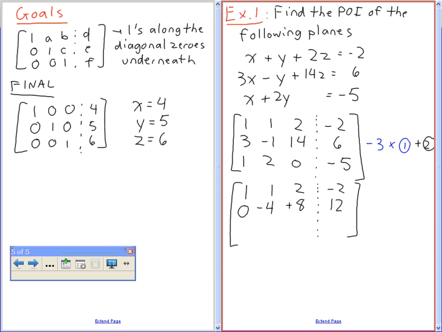Can somebody give me a similar statement? I see a lot of texting today. You guys should be stressed after physics and after calculus. What do I do to get a 0 in the bottom left, please? You just subtract x. Subtract 1 times the first row. Yeah. Okay.